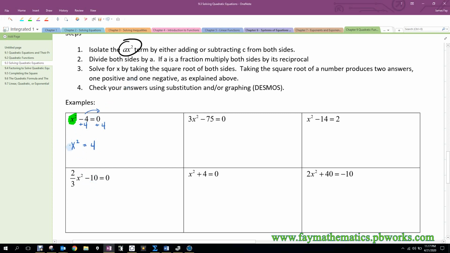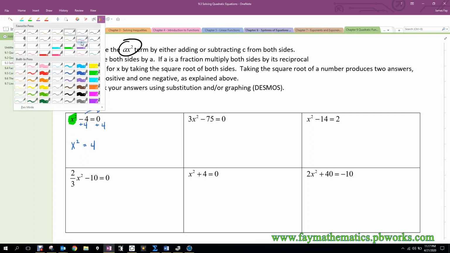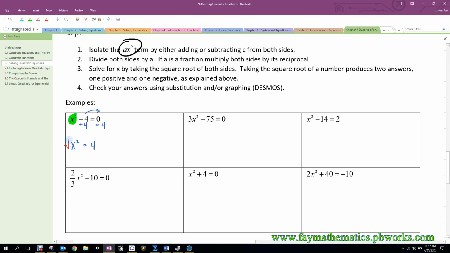Now I'm just going to look to see, is there a number out here other than 1? If there was, I would divide both sides by it. I don't have to do that. Now what I need to do is take the square root. So I'm going to take the square root of x squared. I'm asking the question, what do I multiply by itself 2 times to get x squared?